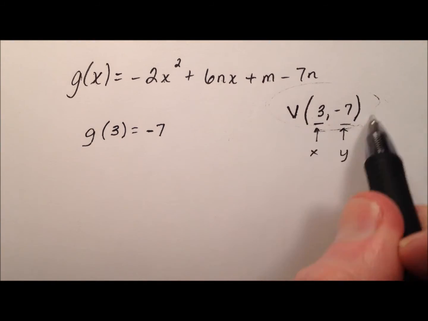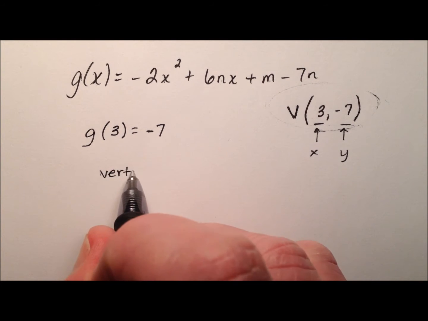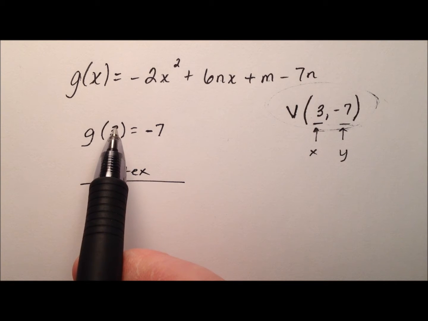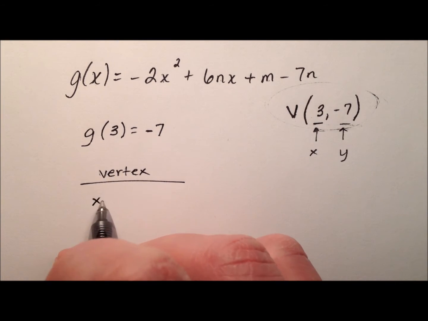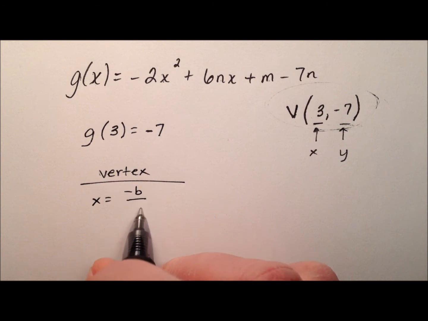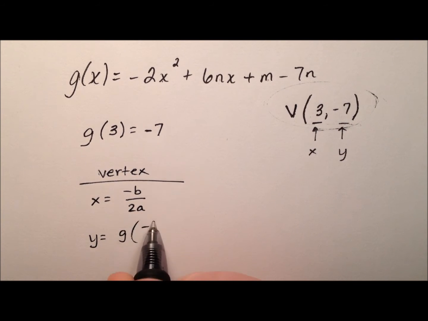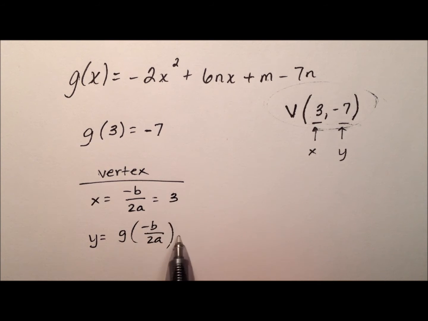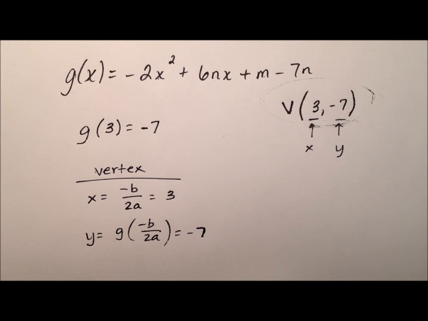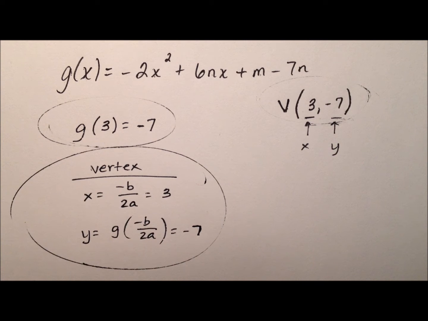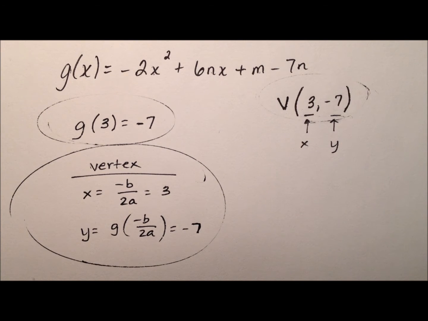Also, since this is the vertex, I know that I can determine the vertex of any parabola if the equation here or the function is written in standard form. The x value is going to be the opposite of b over 2a, and the y value will just be whatever I get when I plug that value into my function. Okay, and this we know is going to be 3, and this we know is going to be -7. So we need to use some of these relationships together, kind of in tandem. We have this guy, we also have this guy.